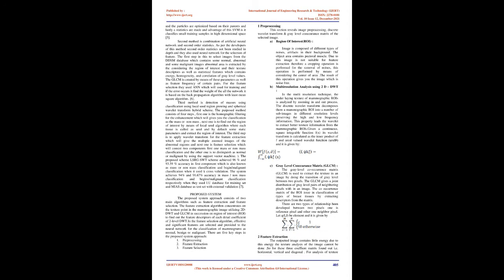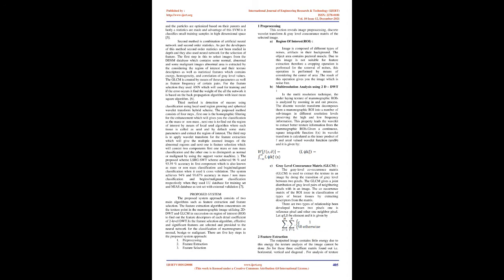In this method each tissue is called a particle and a vector is selected for the fitness of the solution. It is then characterized as best, and 5 best values are given to GA. There, features are called chromosomes and these are called the population. GSO optimization technique is used for feature set optimization, and the particles are optimized based on their parents, and lastly statistics are made. An advantage of this SVM is that it classifies small training samples in high dimensional space.